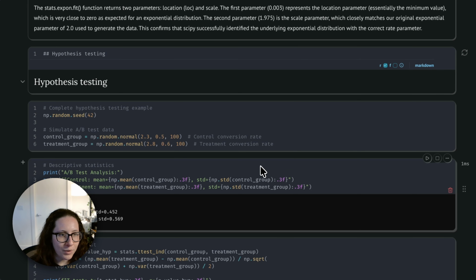Awesome. So now I think we want to get into a complete hypothesis testing example and show how we apply this in real life.